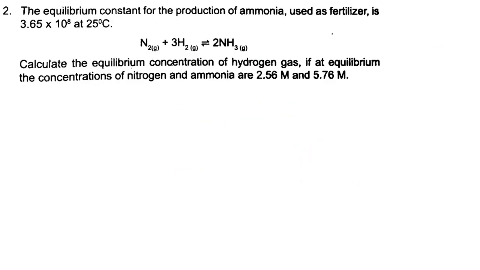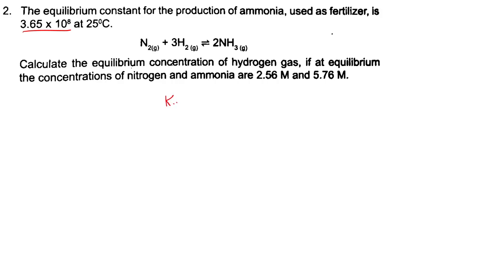Let's proceed to the second one. Here we have the reaction of nitrogen gas and hydrogen gas to form ammonia or NH3. The given are the concentrations at equilibrium of nitrogen and ammonia, and also the equilibrium constant Keq. We're asked to determine the equilibrium concentration of hydrogen gas. So the same thing, we can use the equilibrium constant expression to solve for the answer.